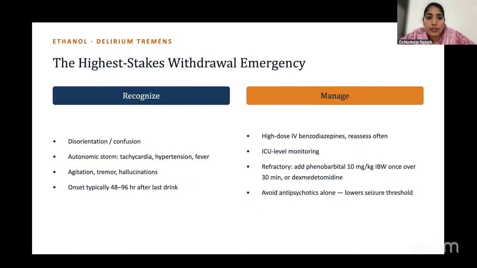Dexmedetomidine is not to control the withdrawal. It is only to suppress the autonomic storm. Make sure you do not add any antipsychotics alone because they lower the seizure threshold. If you want to add antipsychotics, they can be given along with the benzodiazepines.